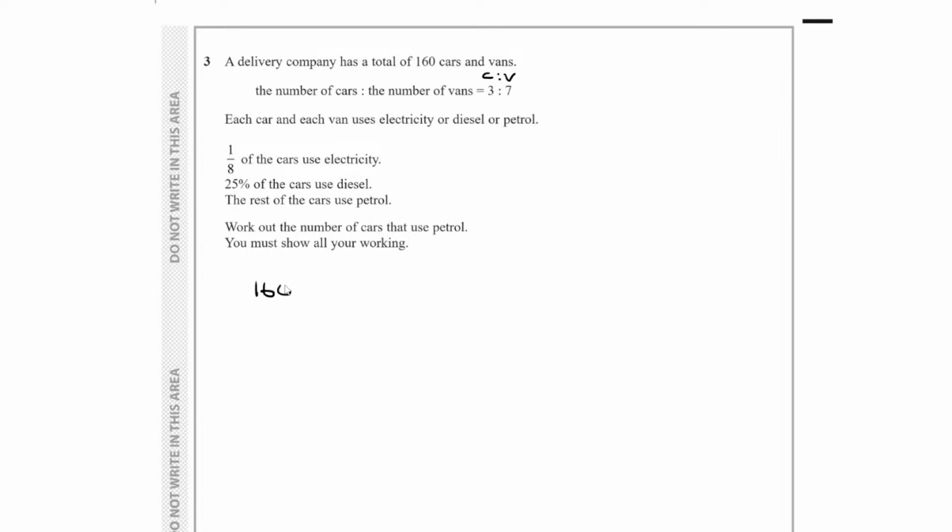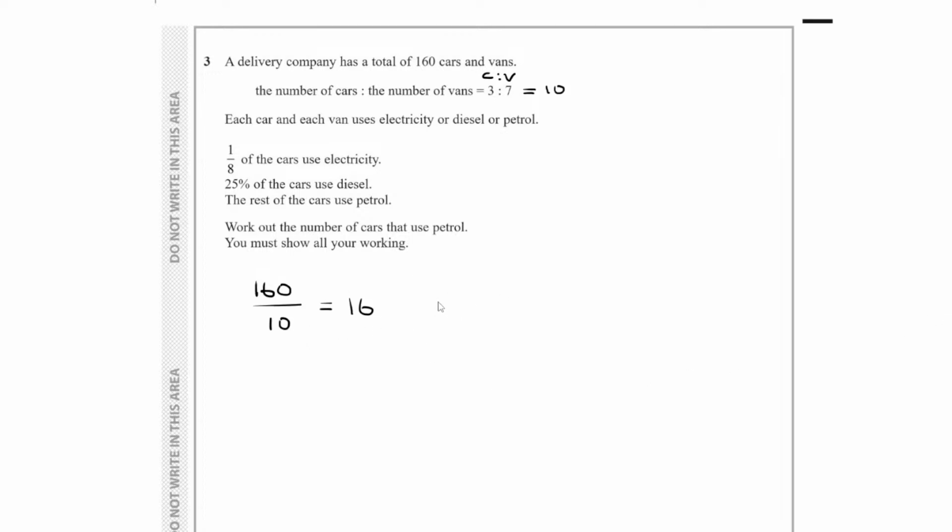So we've got 160. Now, when we share out a ratio, you have to add together the parts of the ratio. So that's 10 parts. And then you divide your total by that. So 160 in total divided by 10 parts obviously gives me 16, either cars or vans per part, doesn't it? Now, how many parts do I have for cars? I have 3 parts. So then I need to times by 3.